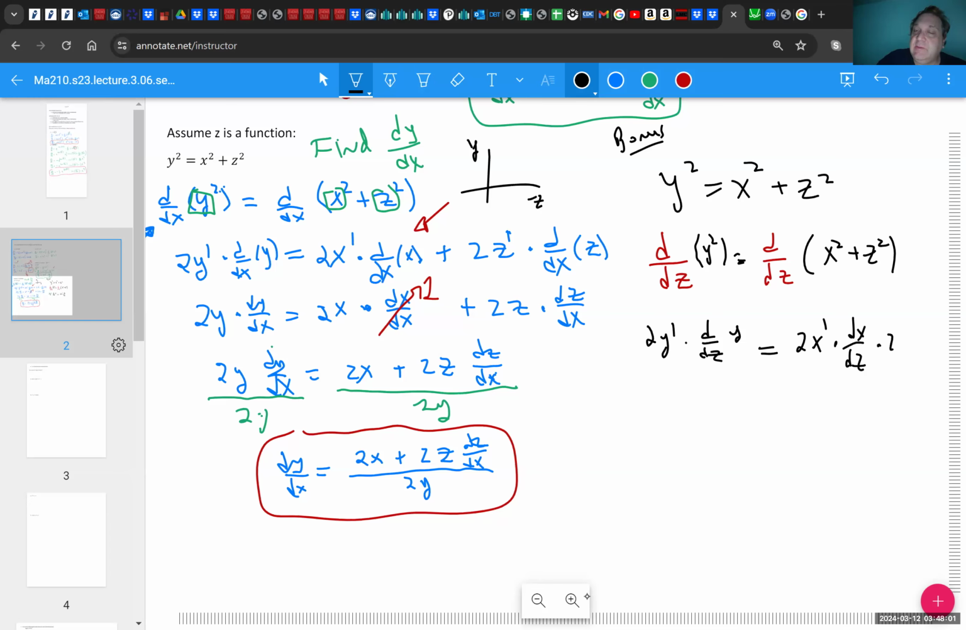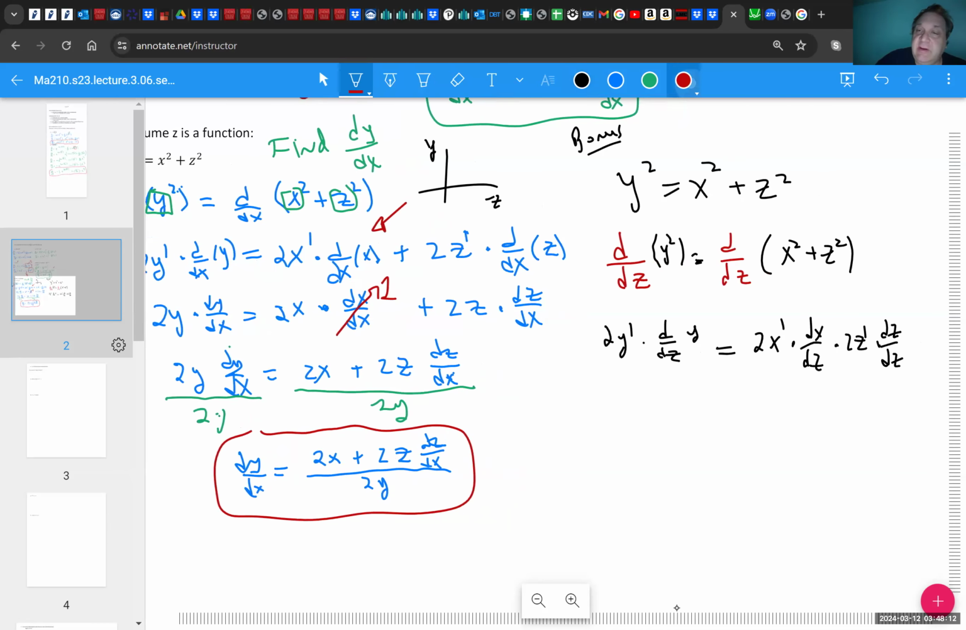And then we get 2z to the 1 times the derivative of z with respect to z. Oh, this is the one that's going to equal 1. Now we have a dz over dz thing. And this guy over here is going to be where the derivative goes away, right? Where you get a 1. And so, I'm not going to do the whole problem, but you can divide by 2y at the end to solve for dy dz, right?